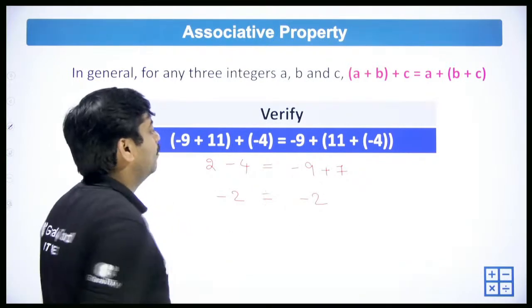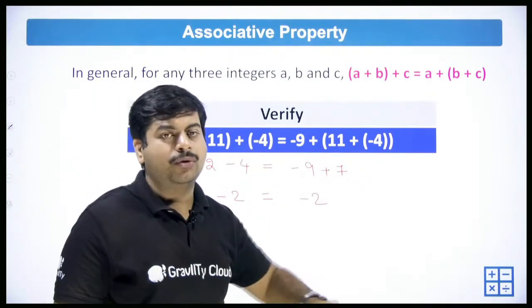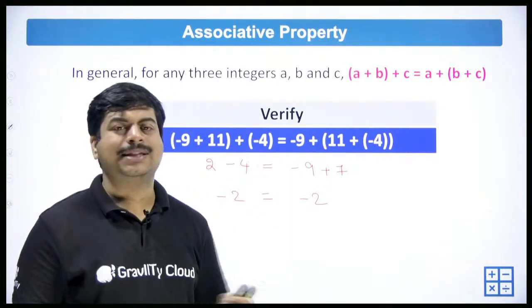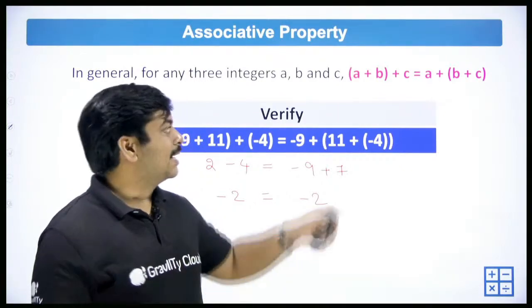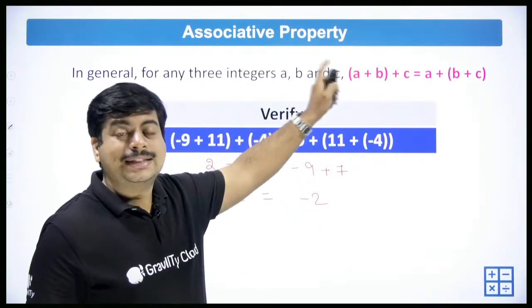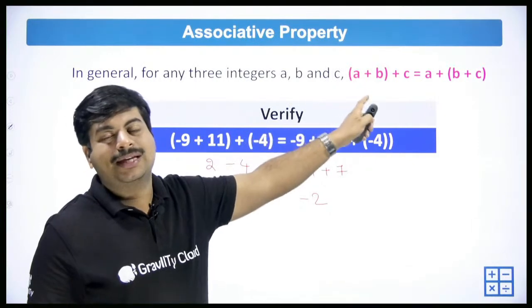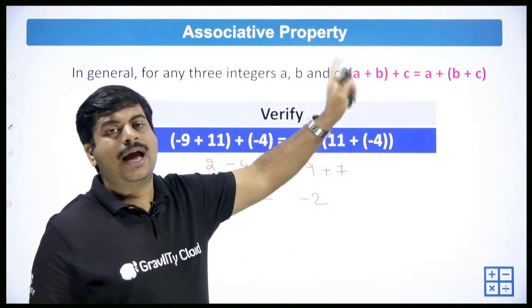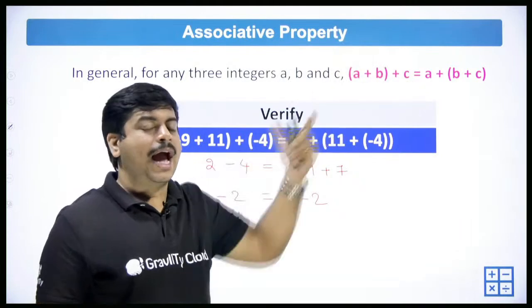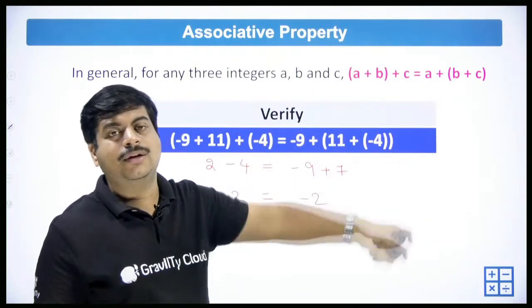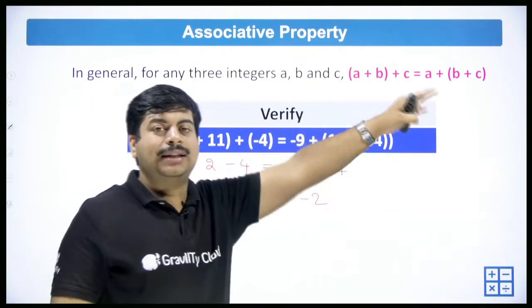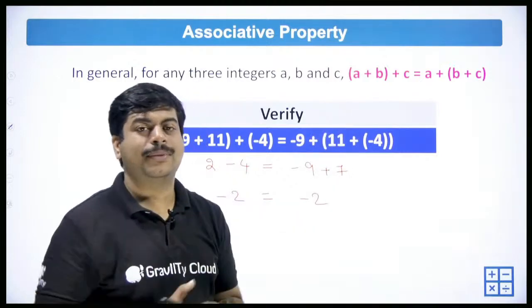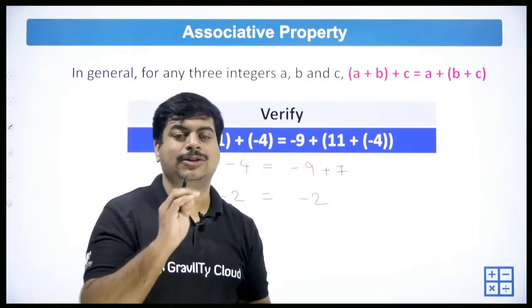The numbers may be positive or negative, all integers, and they can be 0 as well. For all these, I can say that this property is satisfied. This property is valid: A plus B plus C and A plus B plus C. Add the first two and then add the third one, or first add the last two and then add the first one. However you add, in addition the order is not important.